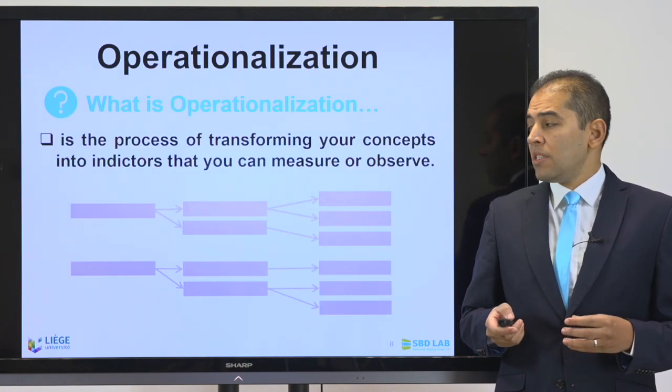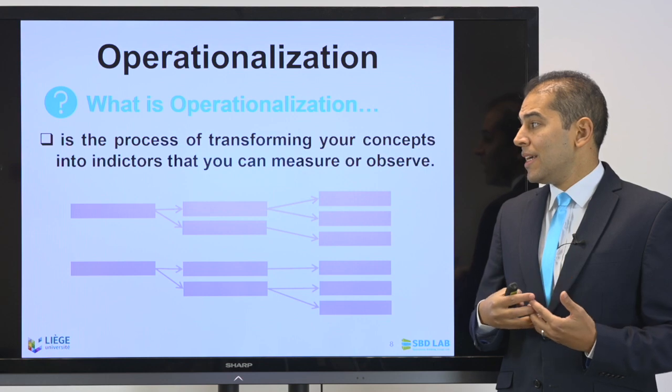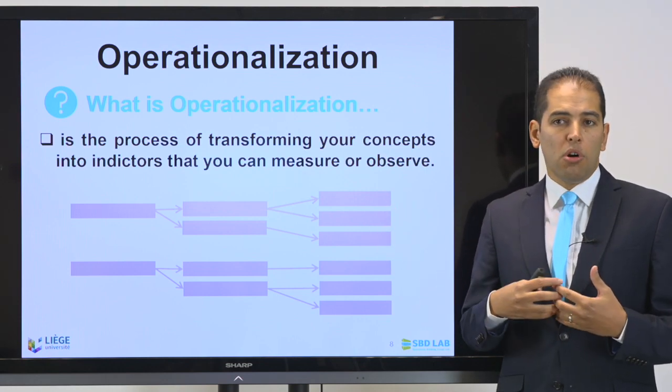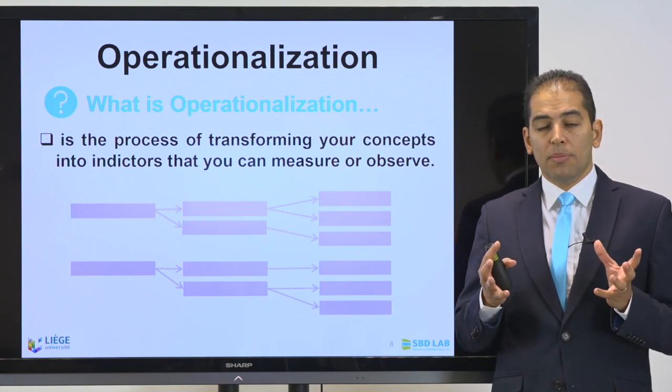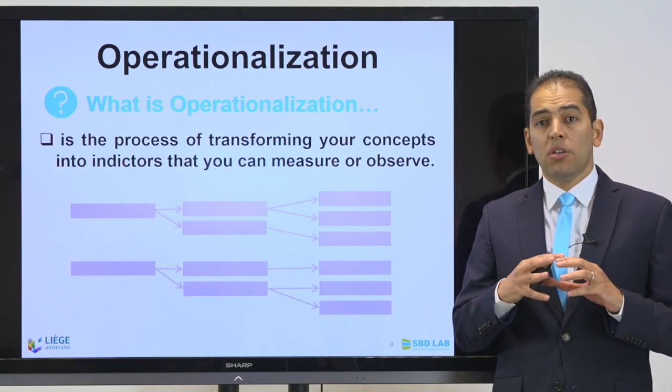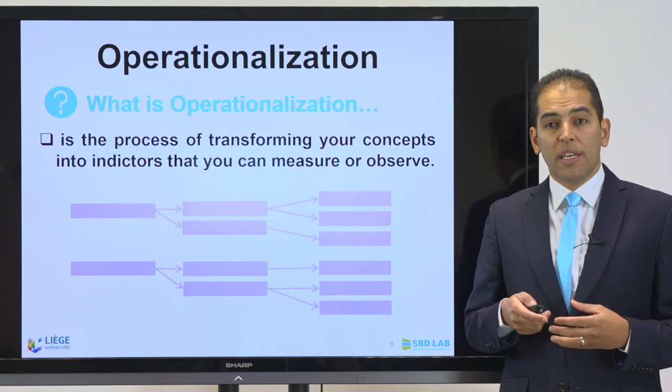Well, operationalization is the process of transforming your concepts into indicators that you can measure or observe. And here we start first transforming the general context of your research and the concepts that you want to address into specific measurable indicators.